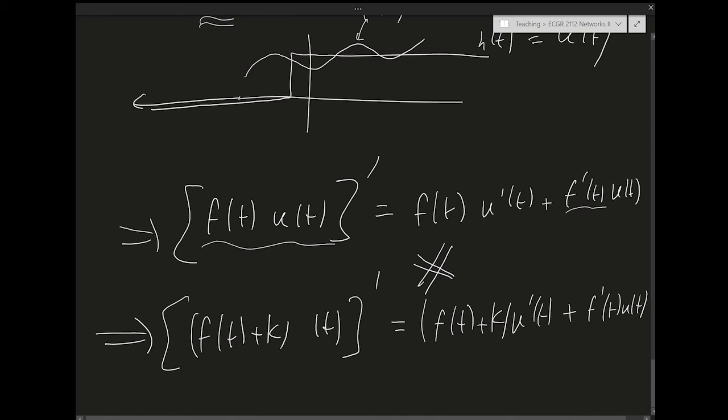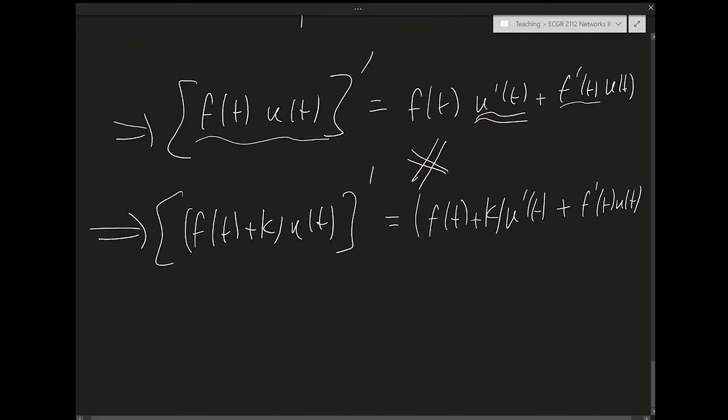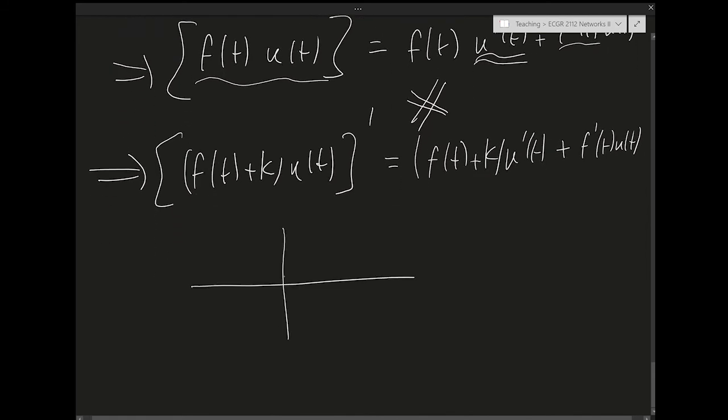Okay, so that's the sole reason for introducing u of t. It makes differentiation invertible. What is u prime of t? Let's examine that. How do I differentiate u of t? It's hard, because u of t is a discontinuous function. I can differentiate it here, it's 0. I can differentiate it here, it's 0. But what's happening here?